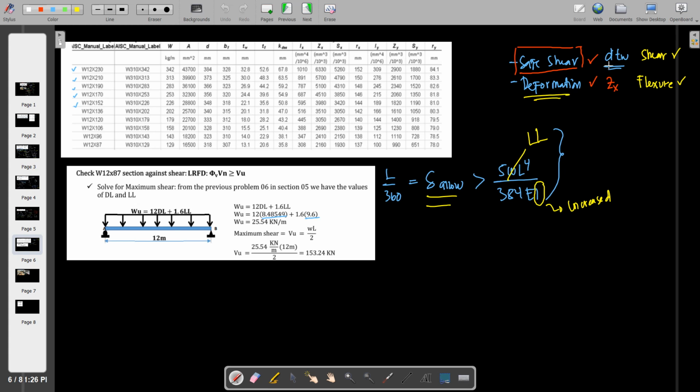For the shear, we have the same procedure, no? And for the flexure. So actually flexure was our previous topic before this.